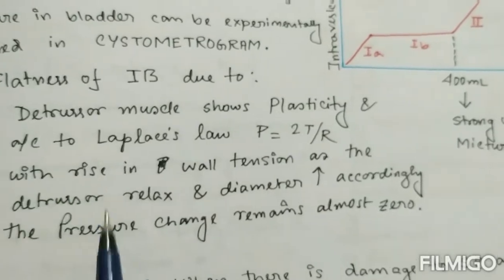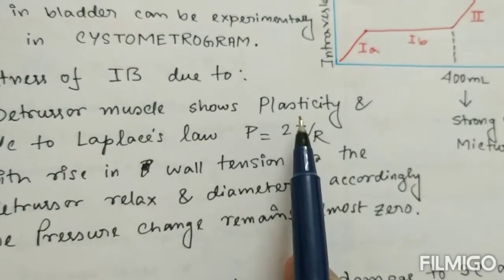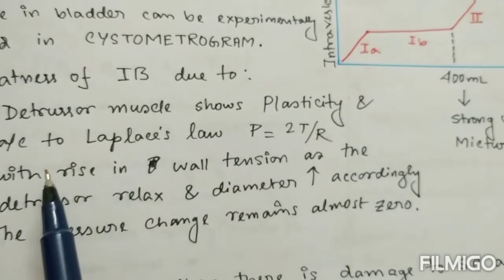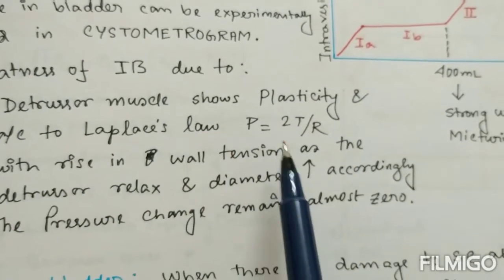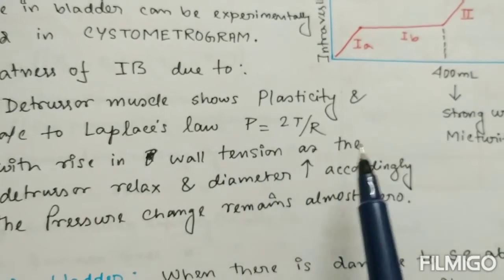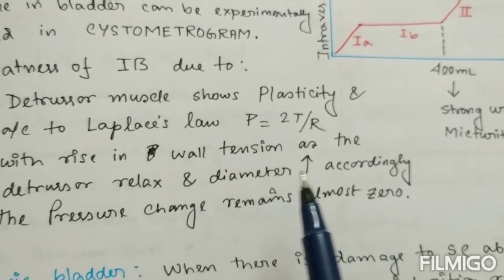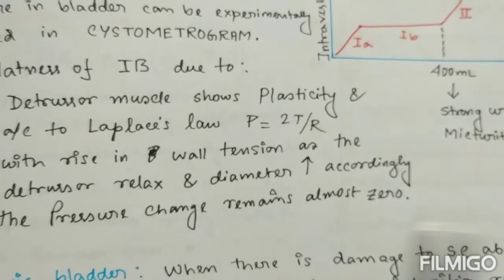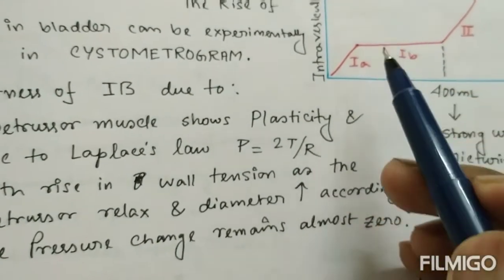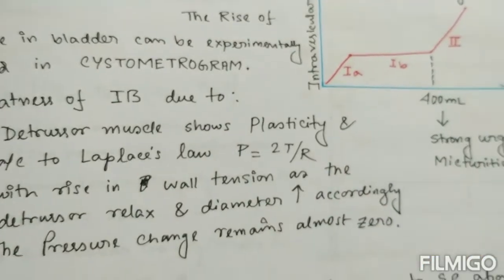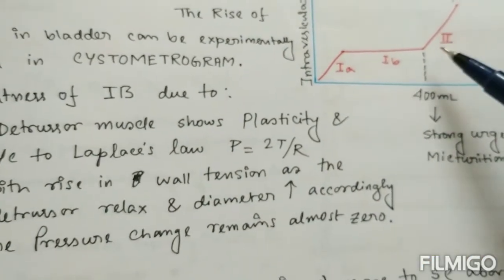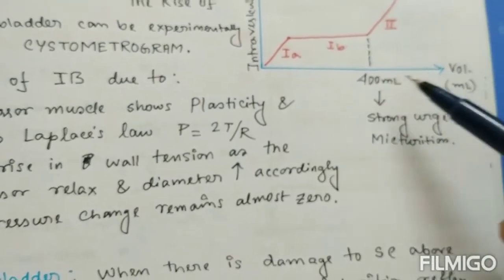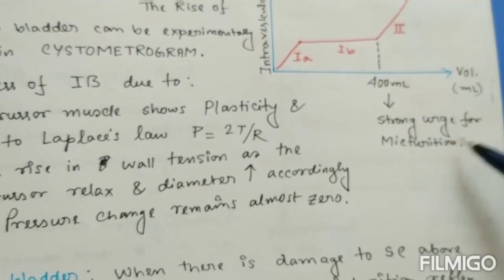So what happened? Detrusor muscle shows plasticity, and according to Laplace law, P equals 2T by R. With the rise in wall tension due to the volume entry, as the detrusor relaxes, the diameter also increases accordingly, and the net pressure change remains almost zero. So there is a reason behind this flatness of the 1B. And where the 1B ends, that is at the volume of 400 ml, it causes a strong urge for micturition.